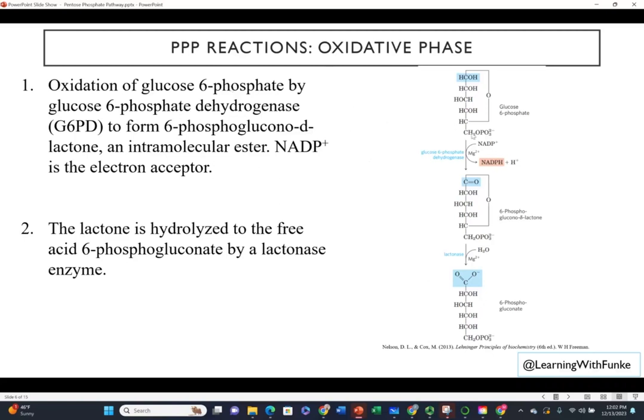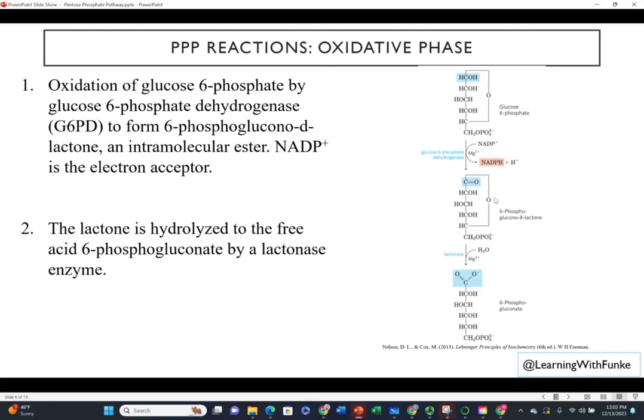Here we see that the first step, we go from G6P, glucose 6-phosphate. This is catalyzed by G6P dehydrogenase, and the first thing we form is 6-phosphoglucono lactone. And this is an intramolecular ester. And here, like I said before, NADP plus is the electron acceptor.